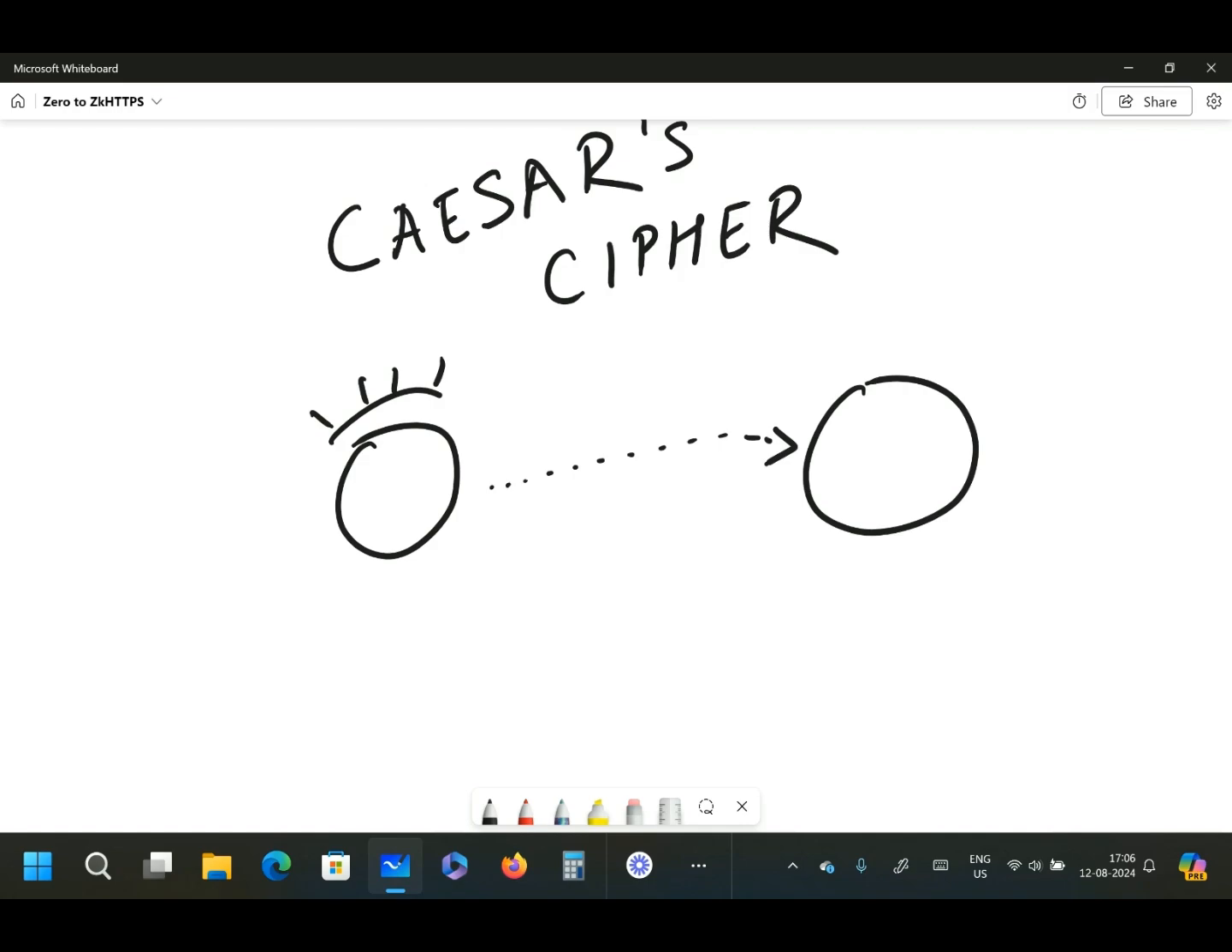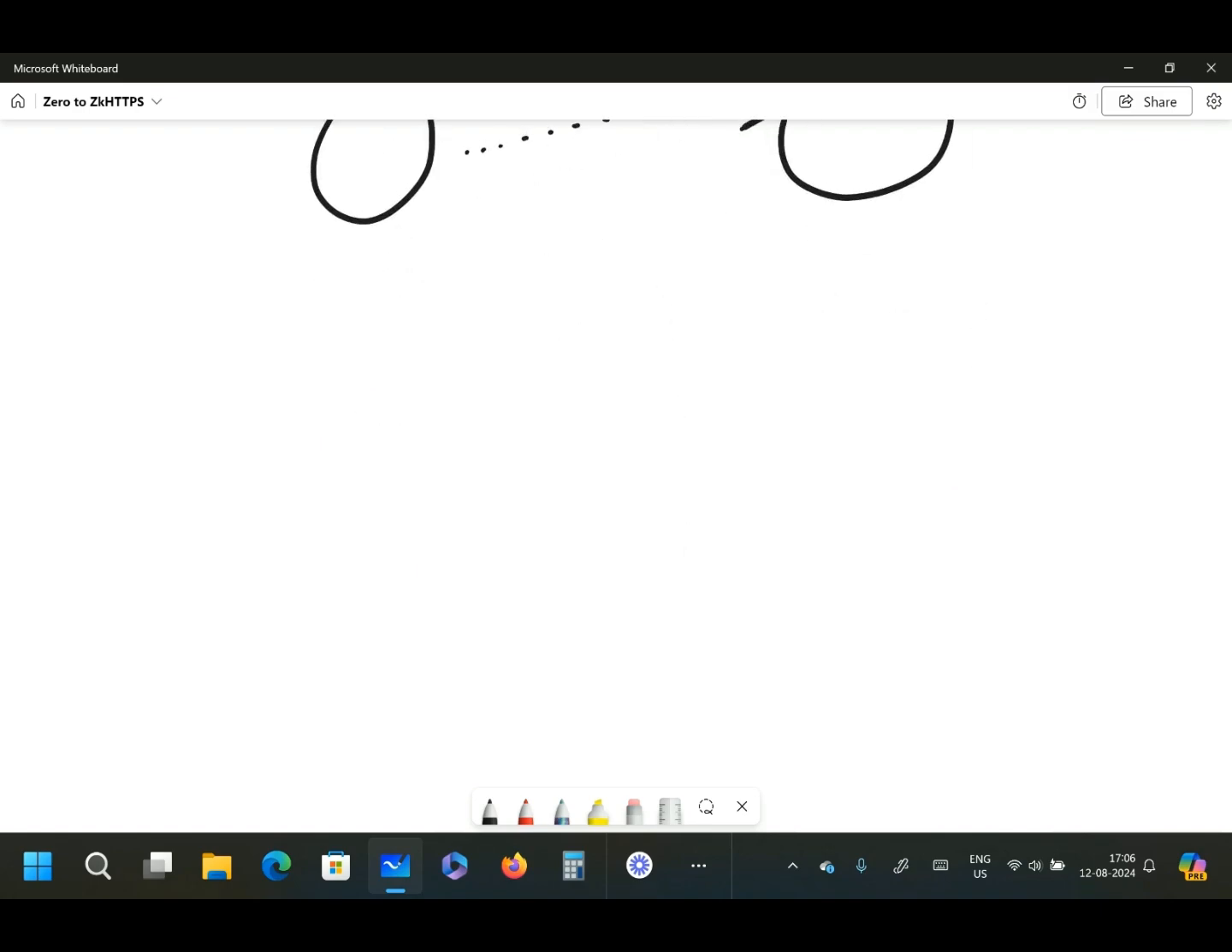So what can Caesar do? Here's what he does. Caesar sends the message IFMMP. This is what he writes on a piece of paper, gives to the messenger, and asks the messenger to deliver to his general. So even if the messenger reads this, he doesn't really get to know much information. It's pretty much gibberish. But the general knows a secret.